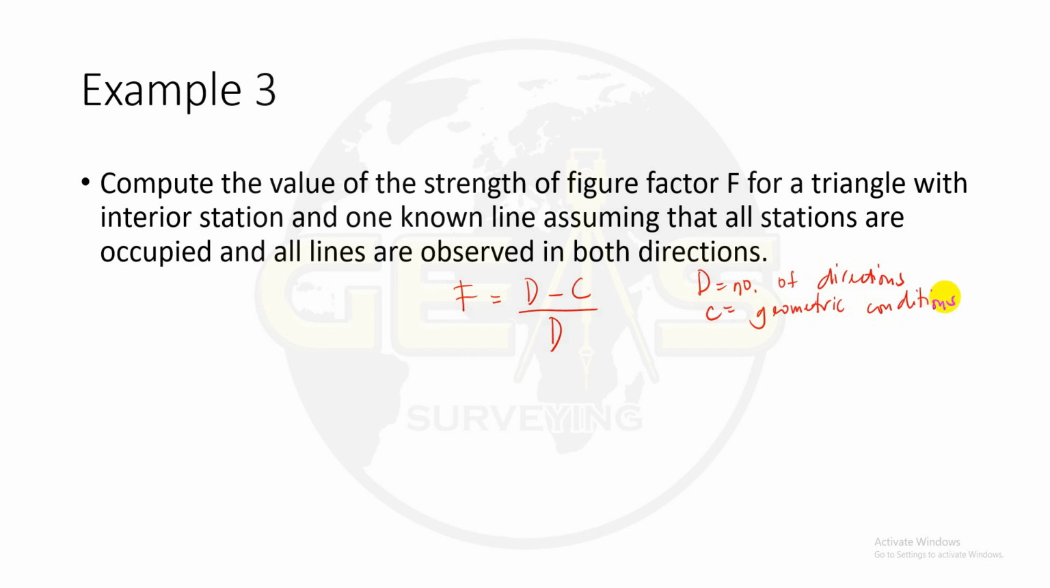Okay, first we determine the geometric condition, the number of geometric conditions. Okay, C is equal to n prime minus s prime plus 1 plus n minus 2s plus 3. Okay, so let's draw a triangle.